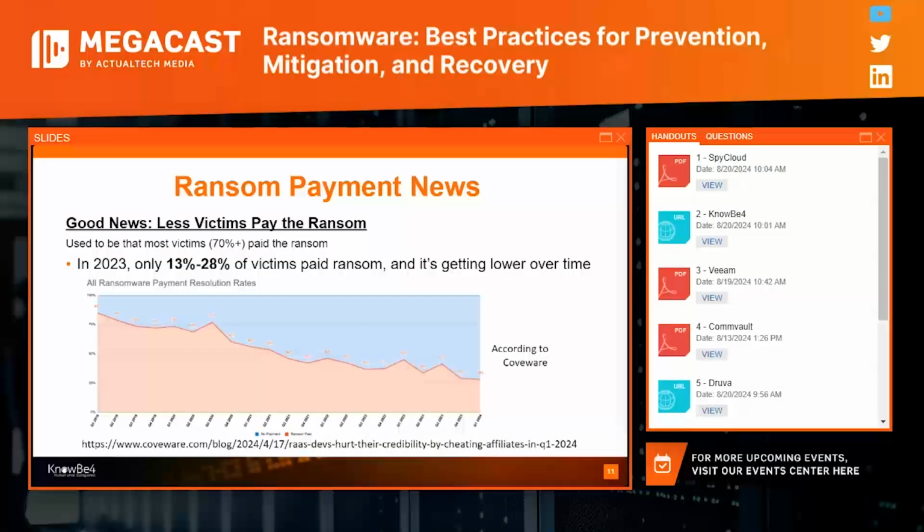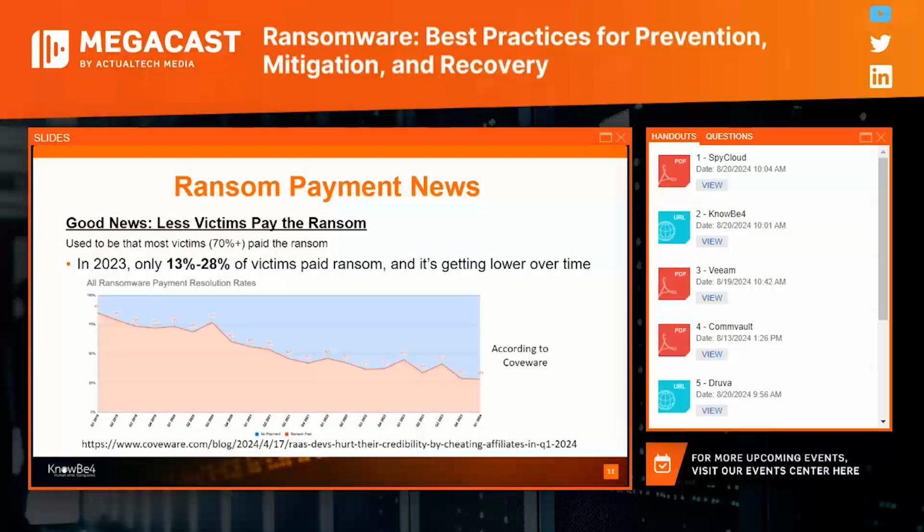And then for a long time, from 2020 to 2022, it was really like 70%, but it started trending down. We started to see this trend down. Today, some reports say that only 13% of the victims paid the ransom. The highest figure that I can find from anybody that's publicizing the number is 28% of victims are paying the ransom. That means the vast majority of victims are not paying the ransom.